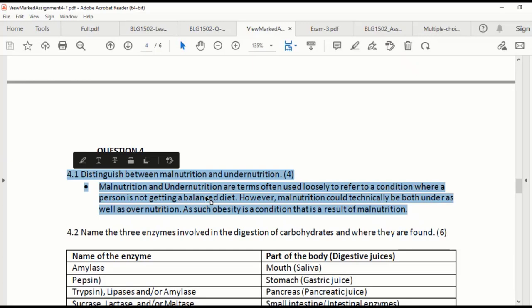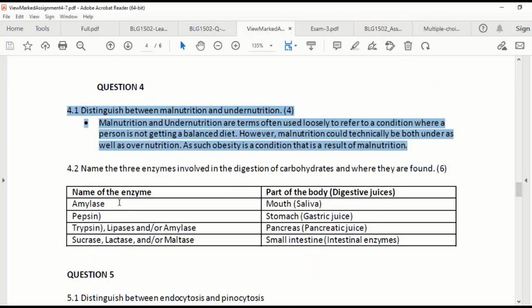and where they are found. The enzymes are amylase, pepsin, trypsin, lipase, sucrase, and these are the digestive juices and the parts of the body where those enzymes are found. Amylase is found in the mouth in the form of saliva. Pepsin is in the stomach in the form of gastric juice. Trypsin, lipase, or amylase are in the pancreas, in pancreatic juice, and sucrase, lactase, and maltase are in the small intestine.